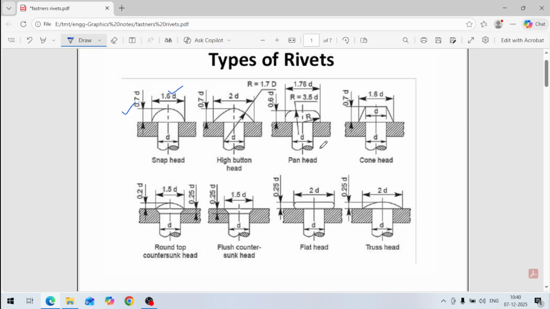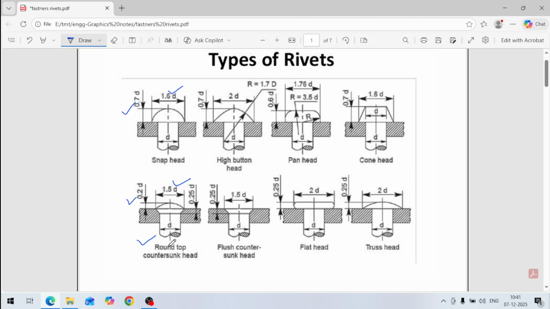So this is the pan head. Height is 0.6 D, the top radius is 3.5 D, and this diameter is 1.76 D. And this is the cone head, with D at the top, and this diameter is 1.6 D, and height is 0.7 D. And this is the round top countersink head. The diameter is 1.5 D, the height is 0.2 D, and this chamfer is 0.25 D.